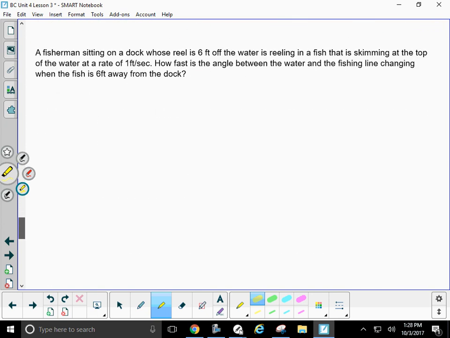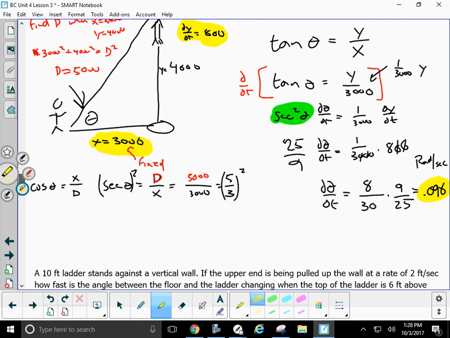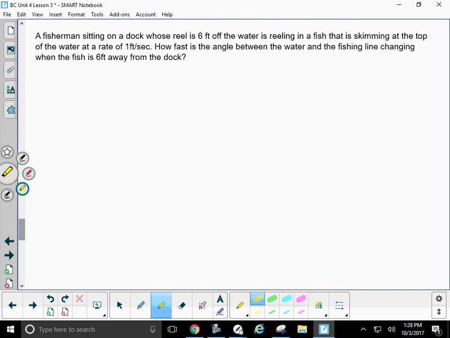All right, we're going to skip the ladder angle. We're going to go to the fisherman angle. I hope that it's set up the right way. All right, let me just draw the picture for you of this fisherman. It's kind of a tough thing to understand unless it's drawn for you. So we got a fisherman sitting on a dock. His reel is 6 feet off the water. He's reeling in a fish. So this length right here is 6.